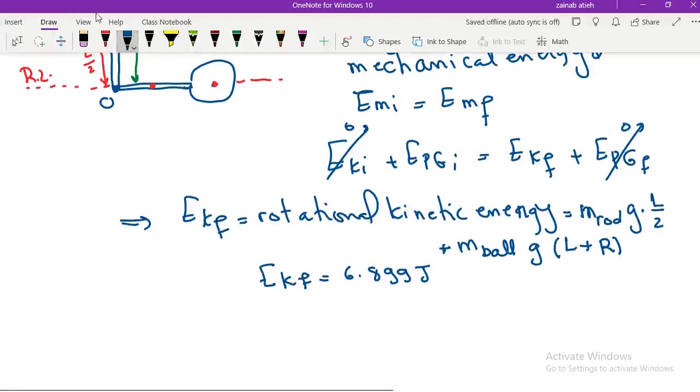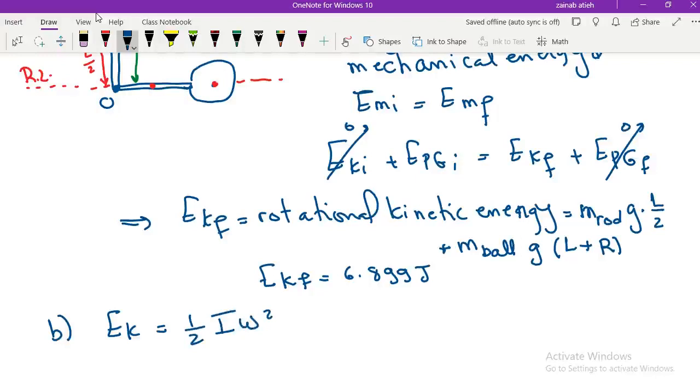How to find omega? I have to think about kinetic energy. Kinetic energy, I have already calculated it. E kinetic is equal to half I omega squared. So once I know I, I can know omega. I have EK, I want to find omega, so I have to find I. I am finding the rotation about O, which is an axis fixed at the bottom of the rod. So I want to find the moment of inertia with respect to O, because I'm rotating about O.